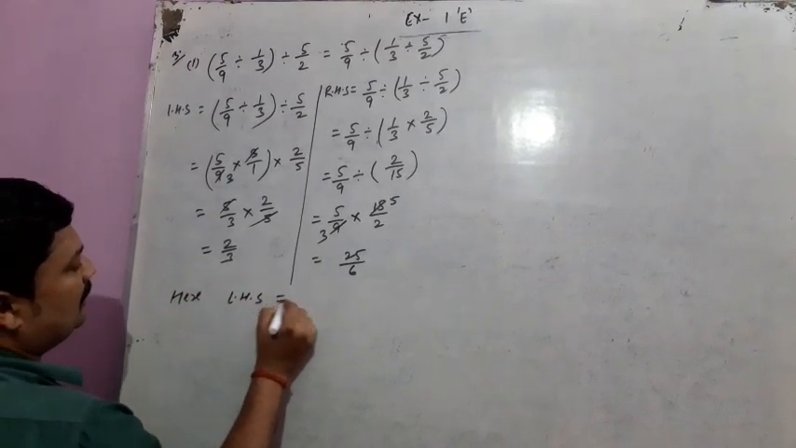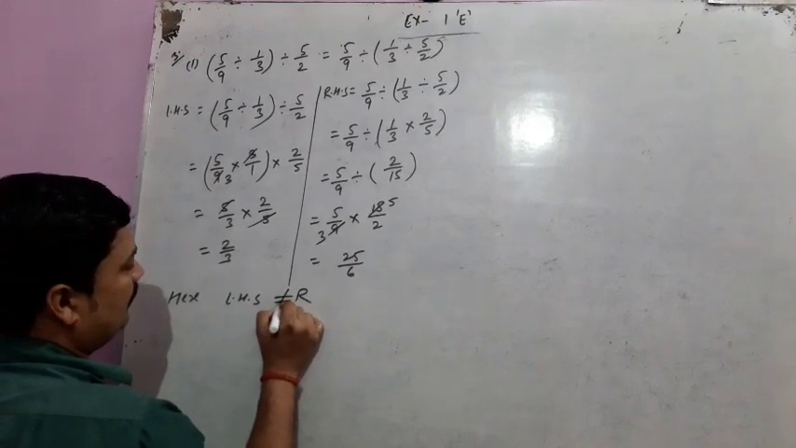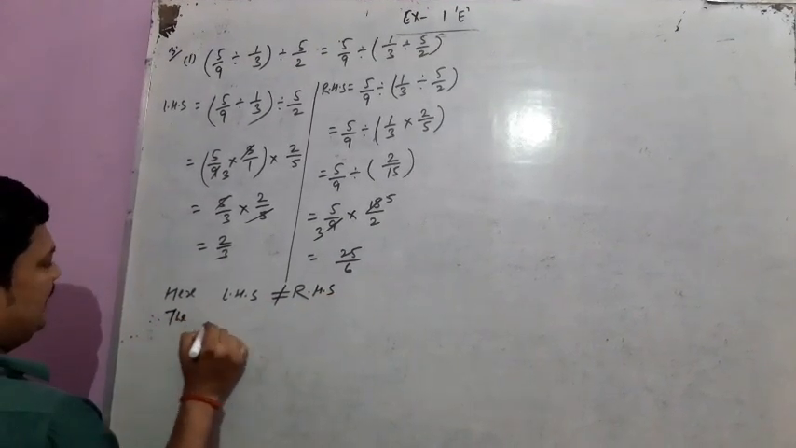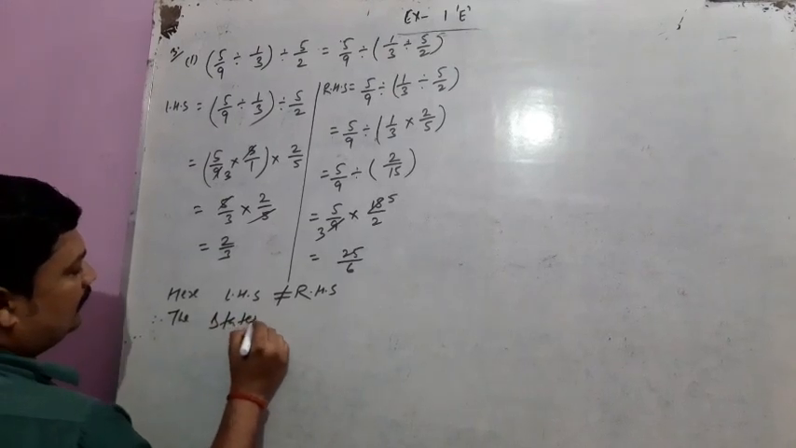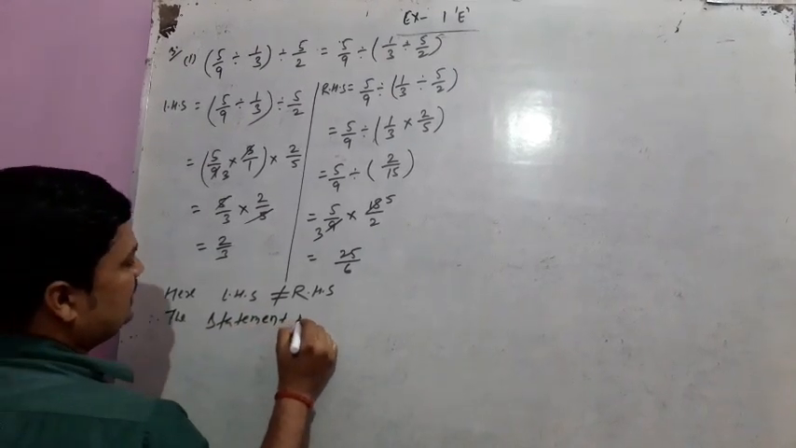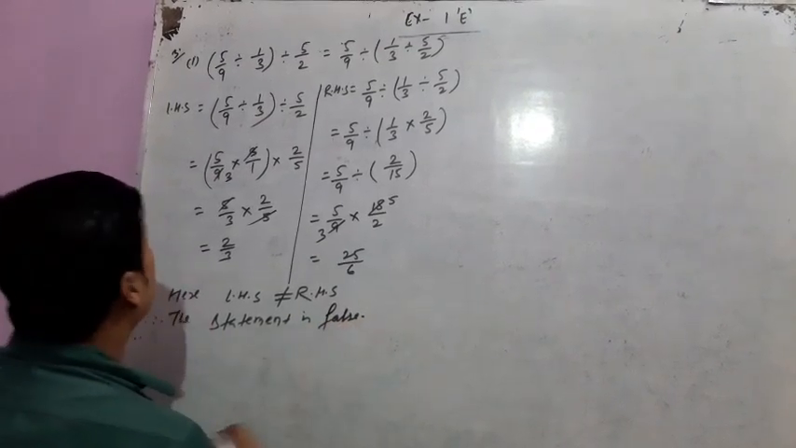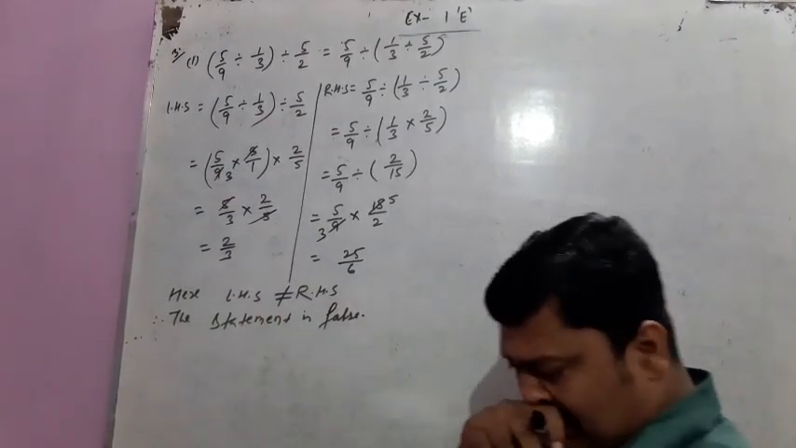Here LHS is not equal to RHS. Therefore, the statement is false. Now question number 4 and 5 are the same question, so we have to solve question 4 first.